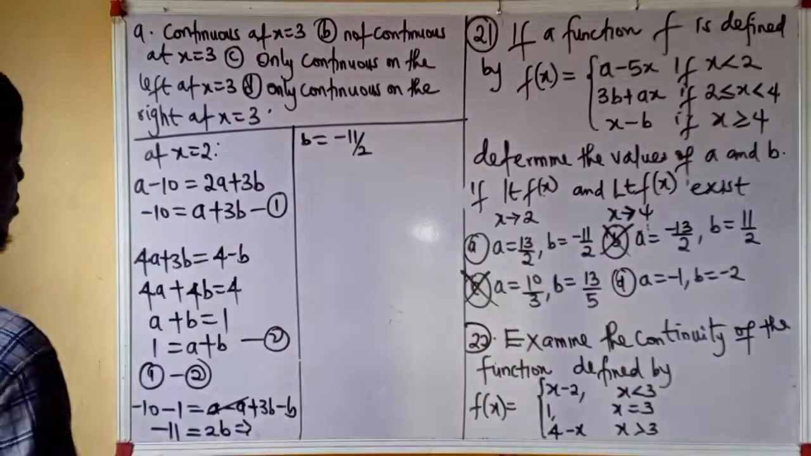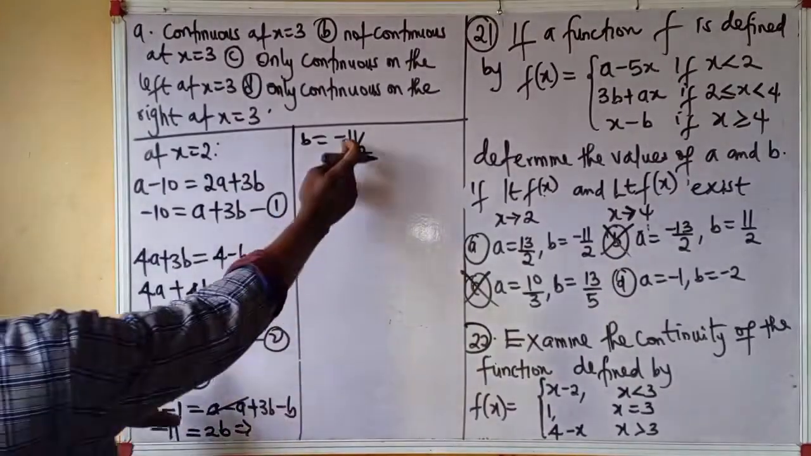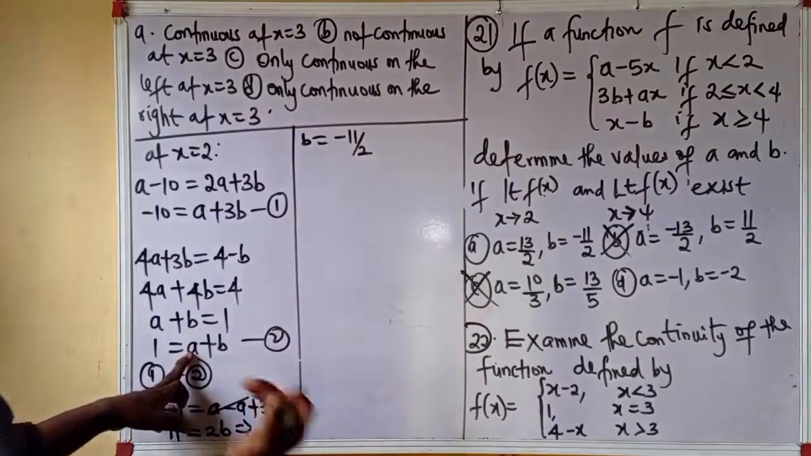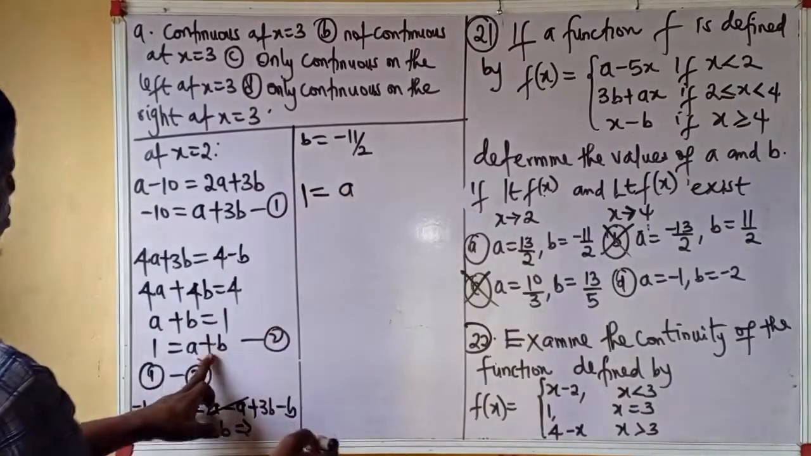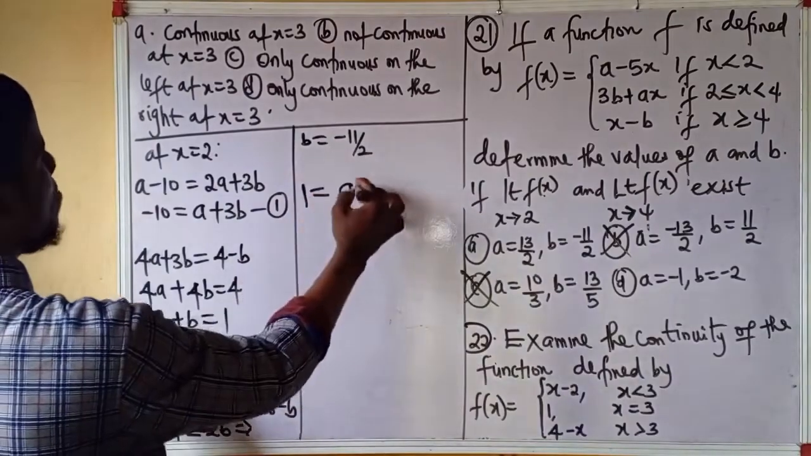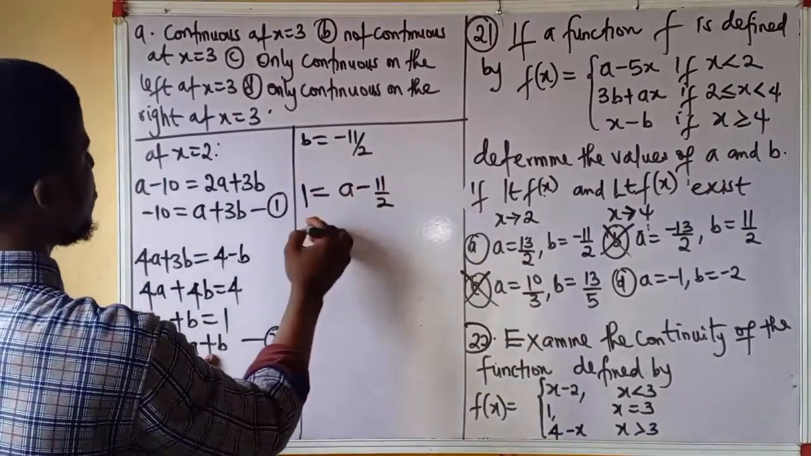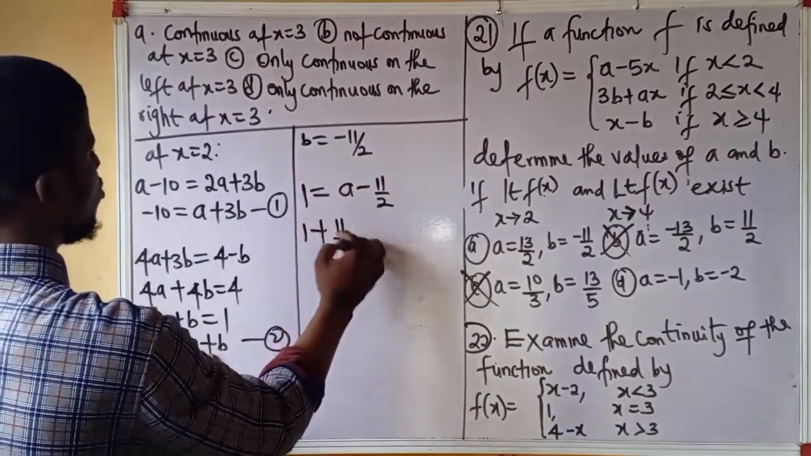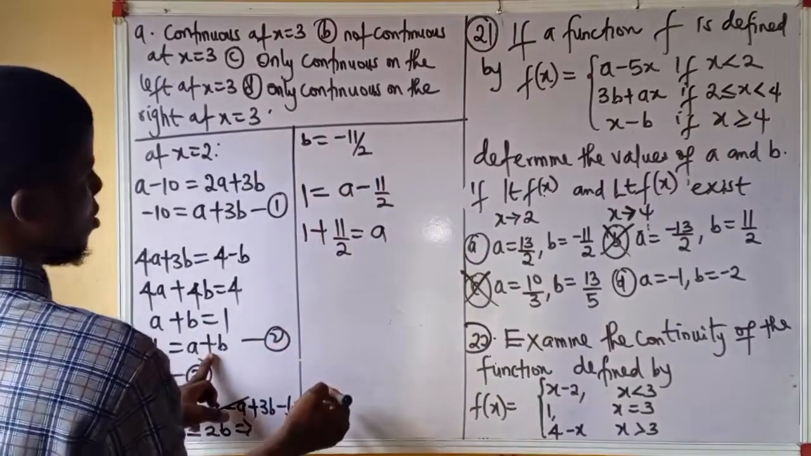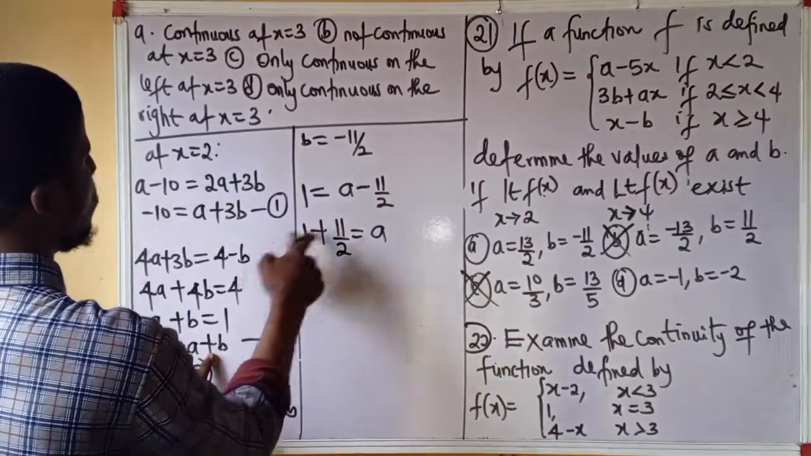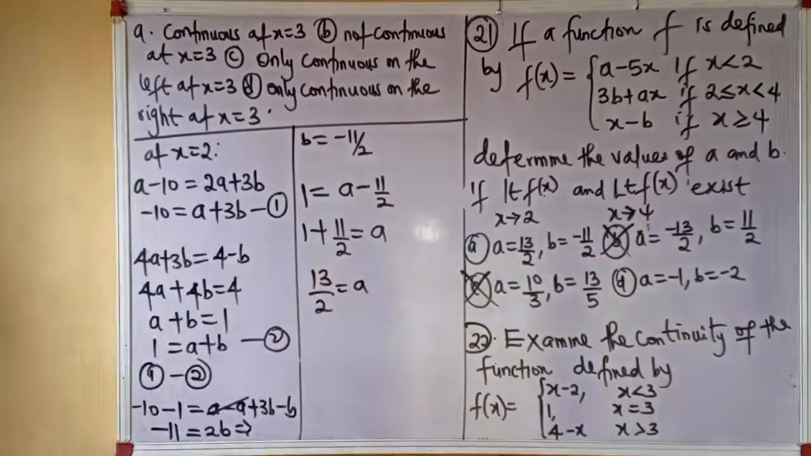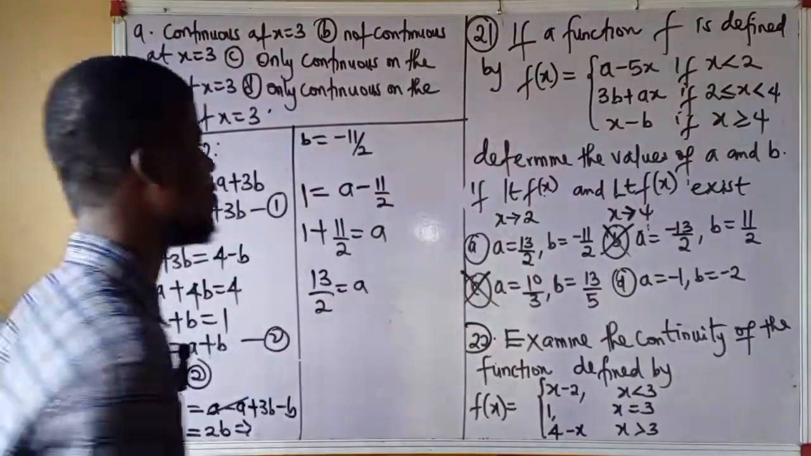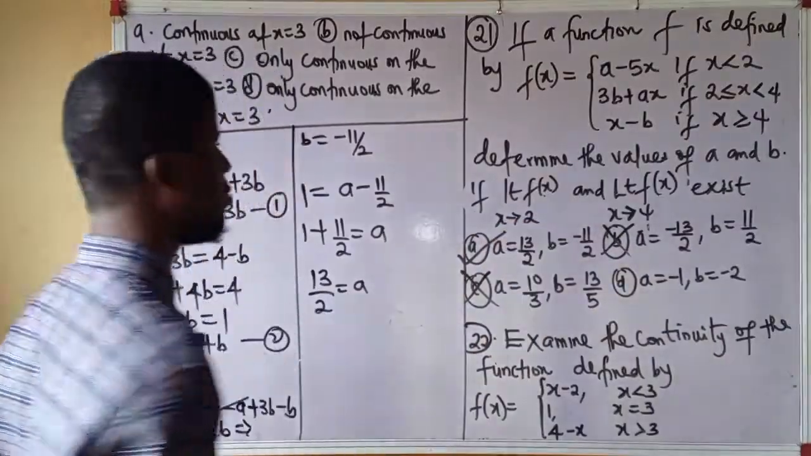So if I plug in minus 11 over 2 for b here, let's say in equation 2, 1 will be equal to a plus, what's b? Minus 11 over 2. So 1 plus 11 over 2 is equal to a, right? 2 times 1 is 2, plus 11 is 13 over 2 equal to a. So a is 13 over 2 and b is minus 11 over 2. This is it. Option A, correct option.